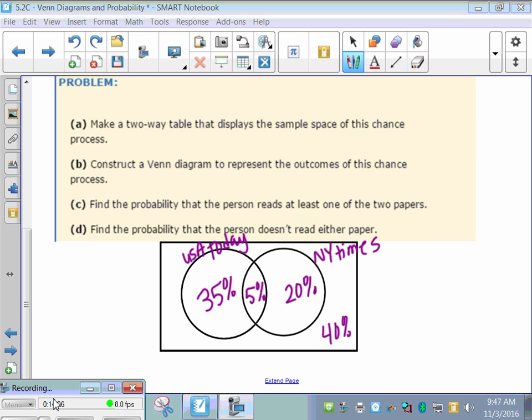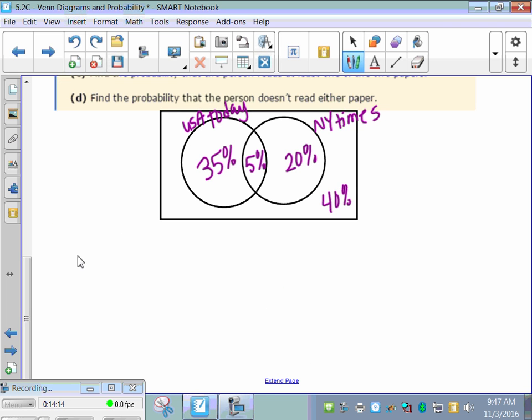Find the probability that the person reads at least one of the two papers. Now, some of you guys can just do this in your head, but we need to show work. So if you're reading at least one, what are we shading in our Venn diagram? Donovan, if I'm reading at least one or more, what should be shaded in this? Yeah, what does at least one paper mean? Yeah, it's and the 5, right? If you read at least one, you read this, or both, okay?